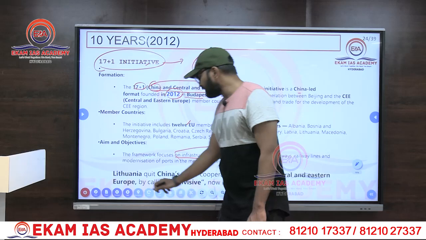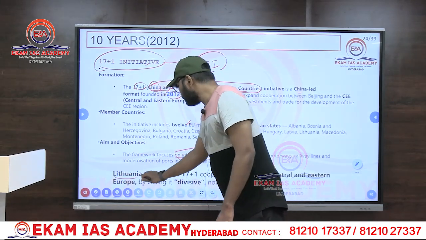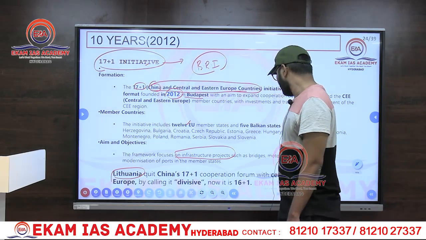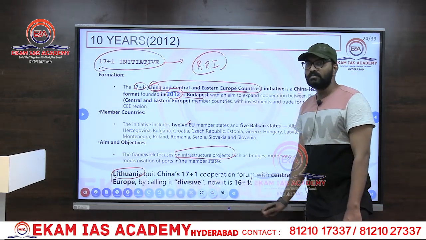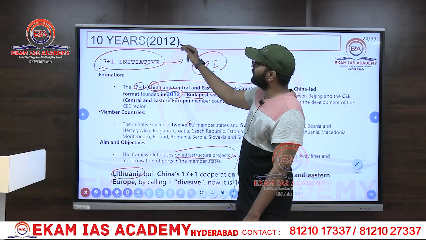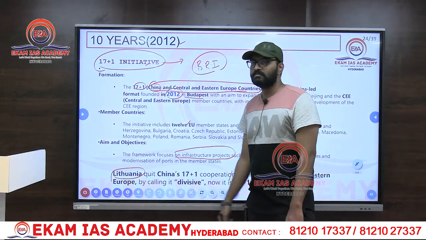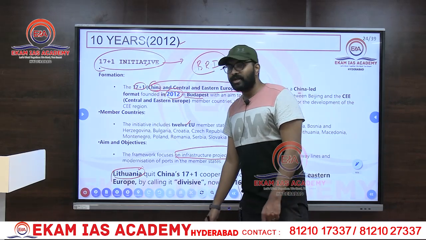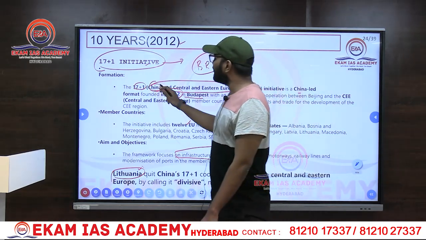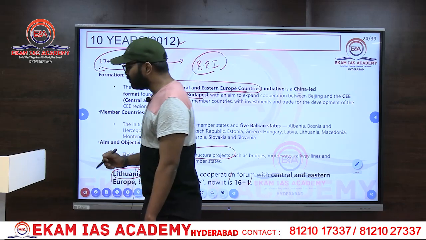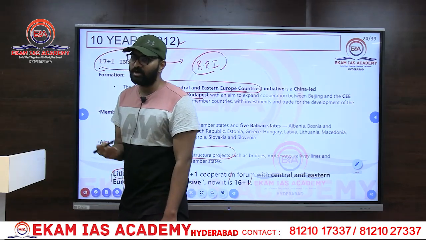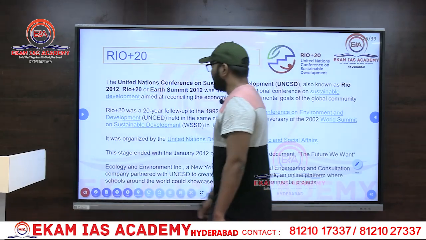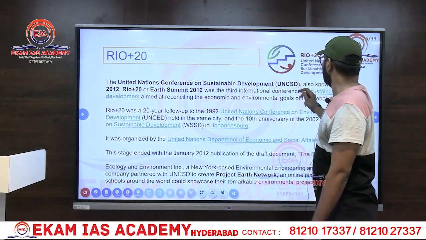Coming to this, recently Lithuania quit China's 17+1. So it is an event going 10 years, plus it's a recent event. So what does the country get out of this? Lithuania. 17+1 is China-led, just remember that one, not something EU. Next, environment, sustainable development, COP26, all these things. Next, Rio +20, you already know these things.